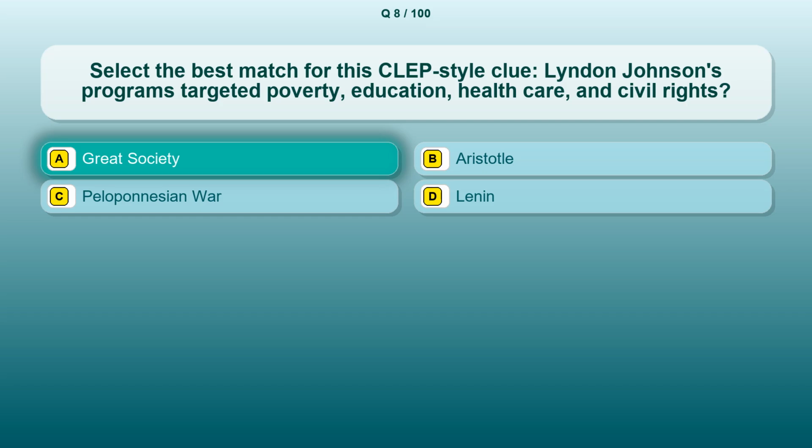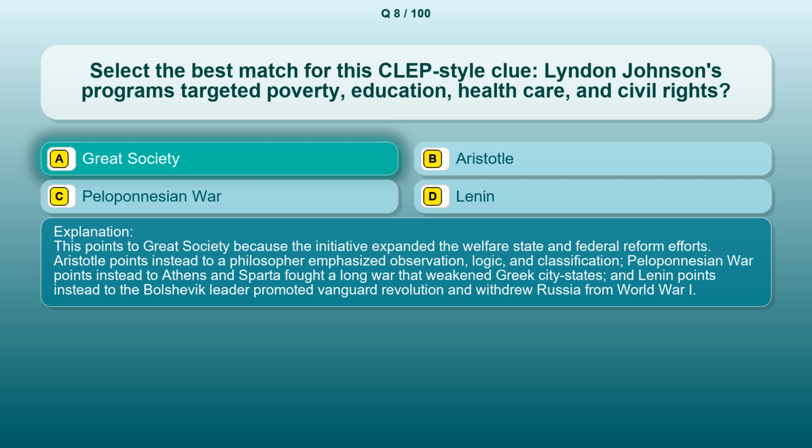The correct answer is option A, Great Society. This points to Great Society because the initiative expanded the welfare state and federal reform efforts. Aristotle points instead to a philosopher emphasized observation, logic, and classification. Peloponnesian War points instead to Athens and Sparta fought a long war that weakened Greek city-states. And Lenin points instead to the Bolshevik leader promoted vanguard revolution and withdrew Russia from World War I.